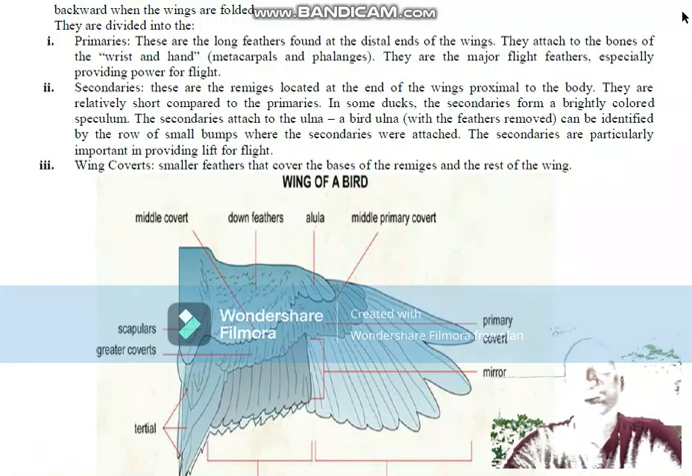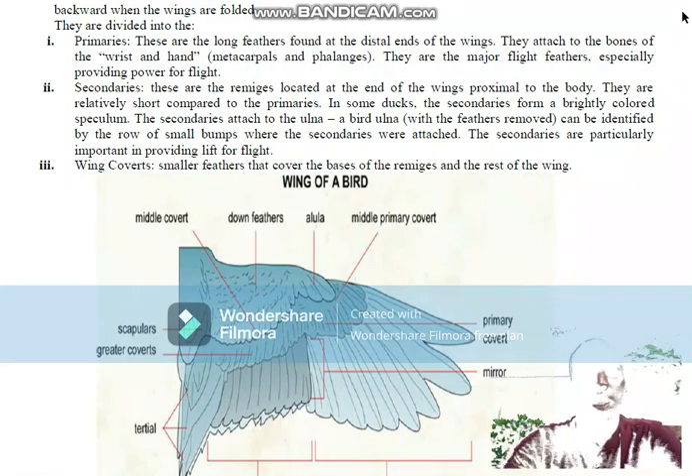In some ducks, the secondaries form a bright colored speculum. The secondaries attach to the ulna. The bird's ulna with feathers removed can be identified by the rows of small bumps where the secondaries were attached.